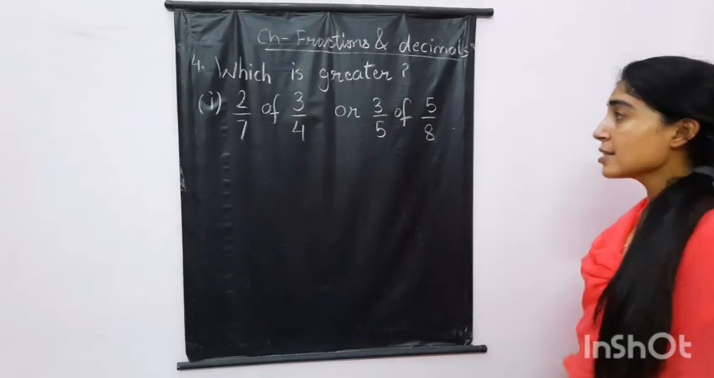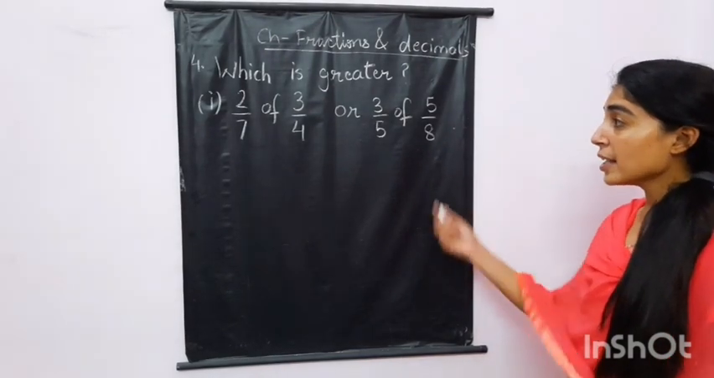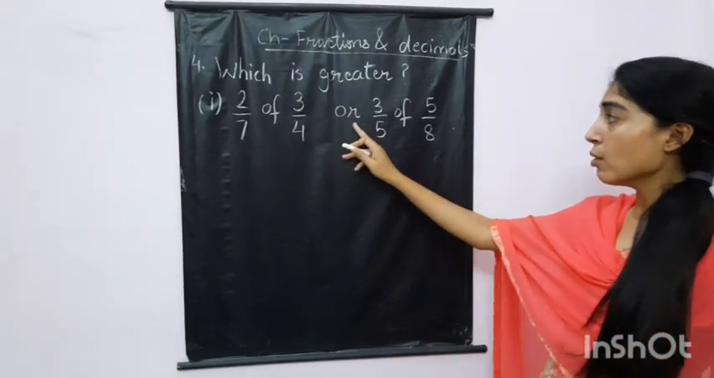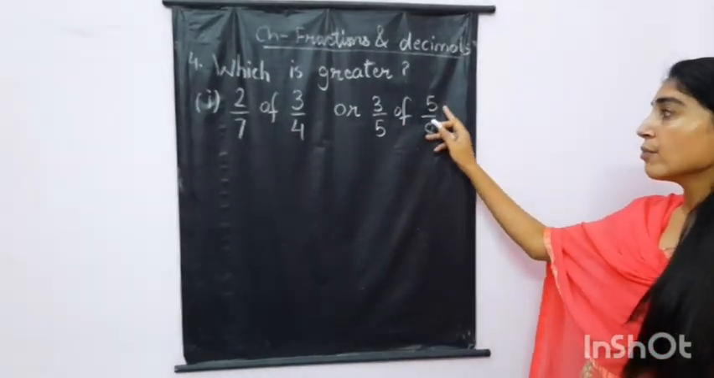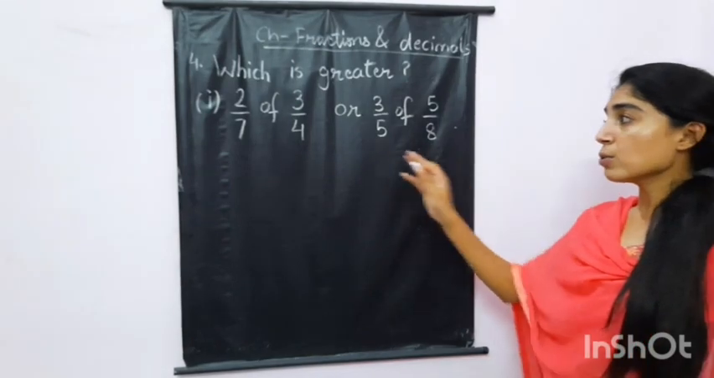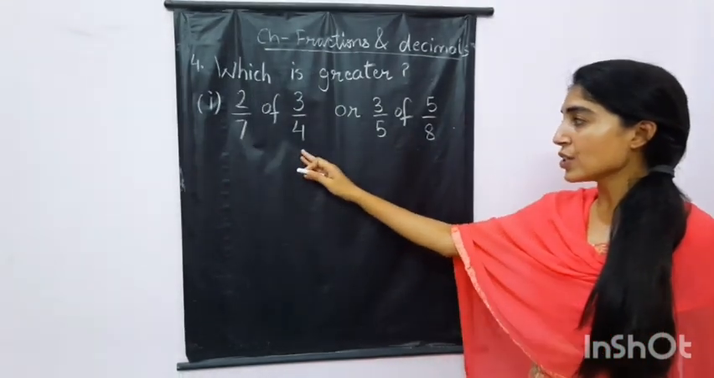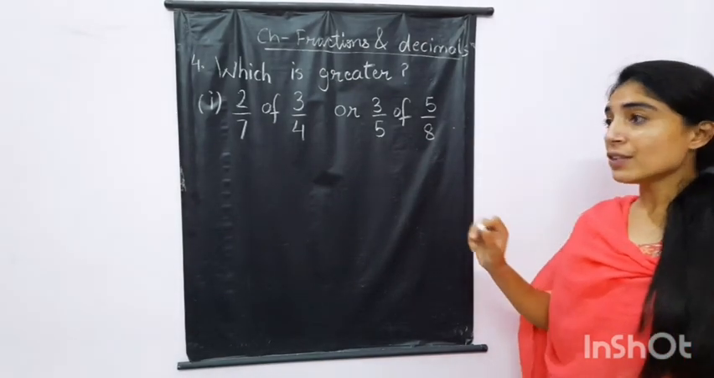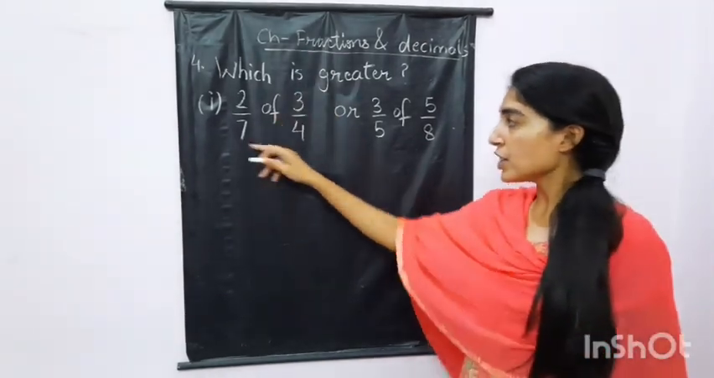First question is, which is greater? We are given two fractions, 2 by 7 of 3 by 4, or 3 by 5 of 5 by 8. We have to tell which is greater: either the first one is greater or the second one is greater. So to find that, first of all, we will solve these two.